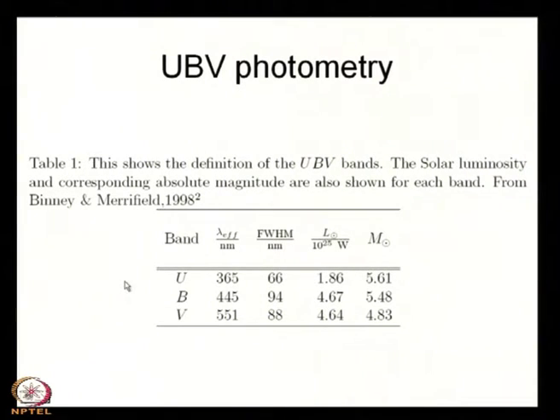What does it mean? It means that if the sun were kept at a distance of 10 parsecs and I were to measure the flux in the U band, the magnitude would be 5.61. Okay. So, you can use this also if you wish, to convert any magnitude to units of the solar luminosity, or to convert it into units of watts, because here you see this solar luminosity is given in terms of watts. Okay.